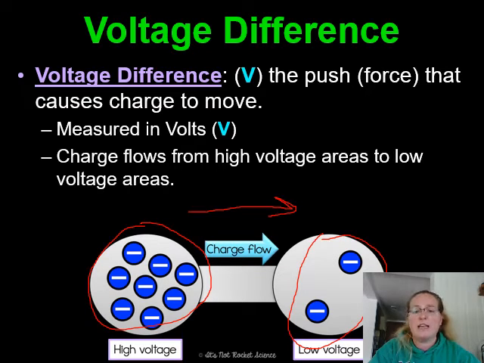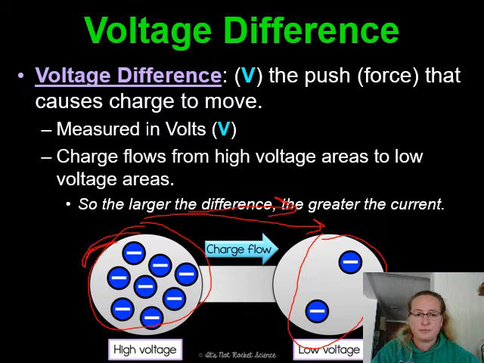And you can kind of think of it like sliding down a slide. If you slide down a slide, it's going to have a certain speed. But if you then pile all three of your siblings in your lap and you slide down the slide, you're going to move more quickly. So the extent to which there are more electrons in the area of high voltage, it's going to move faster to the area of low voltage if there are more to begin with. The larger the difference, the greater the current.